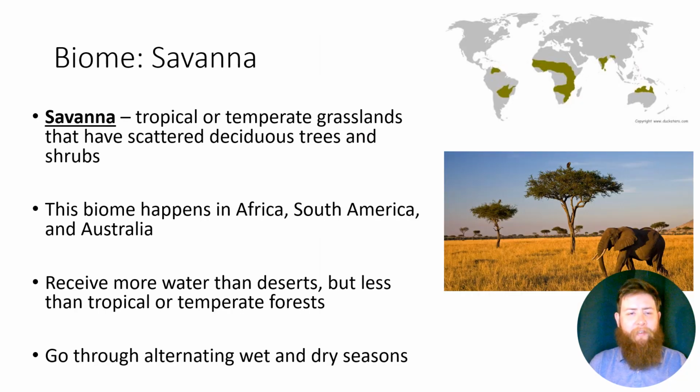Our next biome is the savanna. These are tropical or temperate grasslands that have scattered deciduous trees and shrubs. You can kind of see they're more in the southern hemisphere here, but you get them in Africa, South America, Australia, and bits of Asia. They receive more water than deserts, but less water than either of the tropical or temperate forests. And because of this, they go through an alternating wet and dry season.